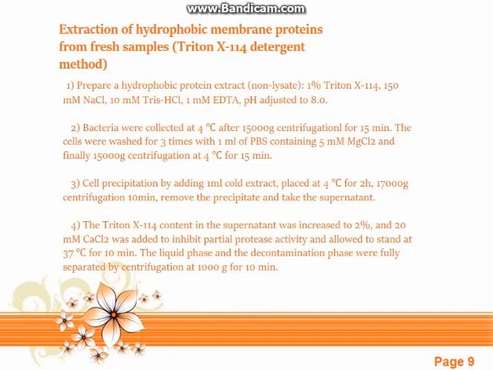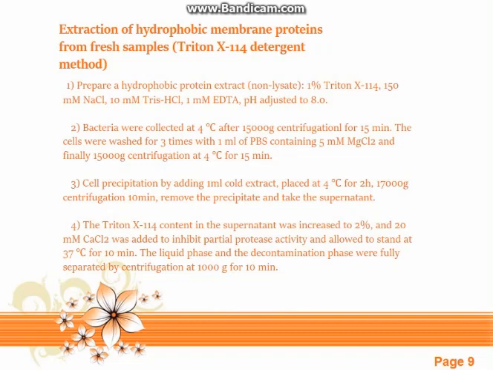2. Bacteria were collected at 4 degrees Celsius after centrifugation at 15,000 grams for 15 minutes. The cells were washed 3 times with 1 milliliter of PBS containing 5 mM MgCl2, and finally centrifuged at 15,000 grams at 4 degrees Celsius for 15 minutes. 3. Add 1 milliliter cold extract to the cell precipitate and place at 4 degrees Celsius for 2 hours. Centrifuge at 17,000 grams for 10 minutes, remove the precipitate and take the supernatant.